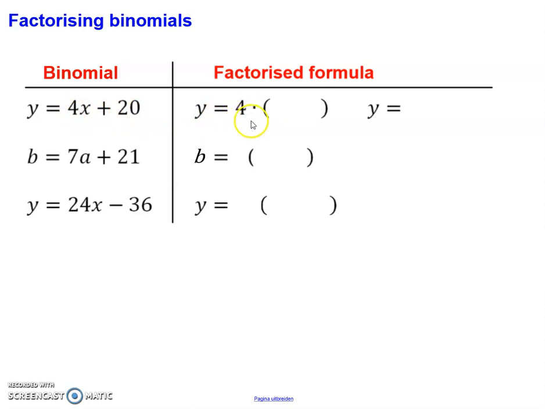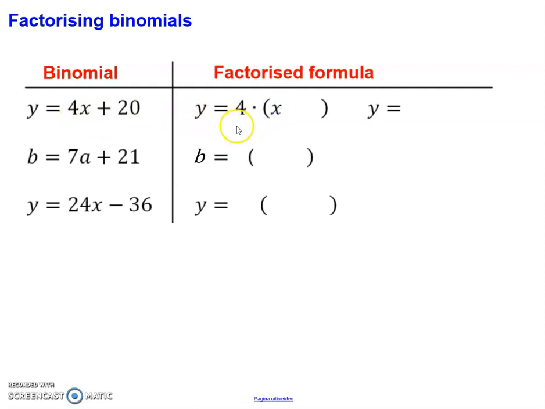And then I have to make sure, and you can see we are factorizing. Factors are parts of a formula you multiply by each other. So over here is the multiplication dot. So what needs to be between brackets? Then you can think 4 times something needs to be 4x. So over here should be an x.